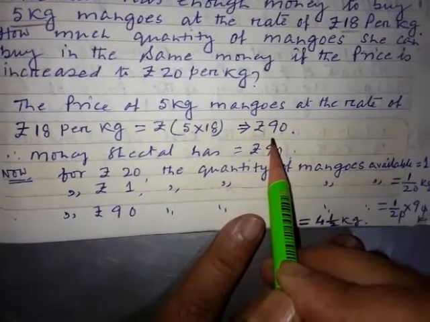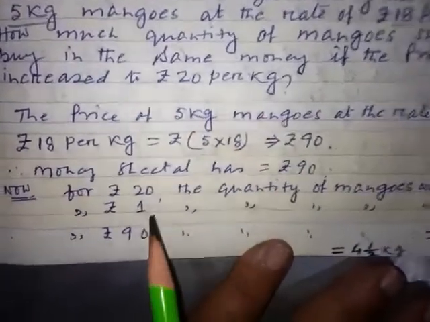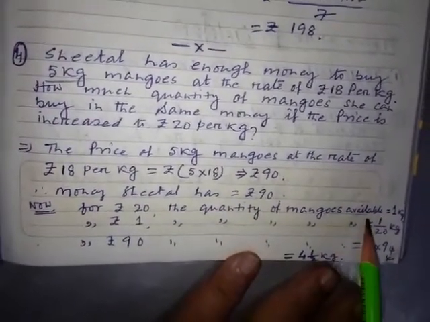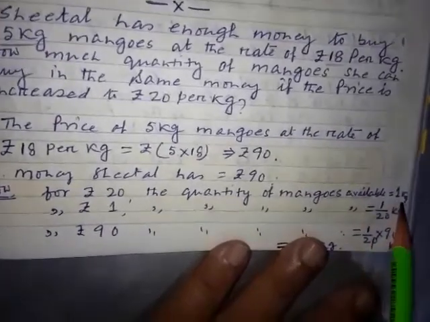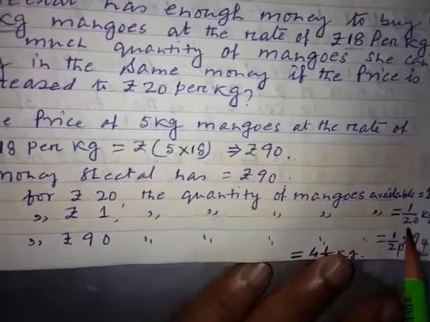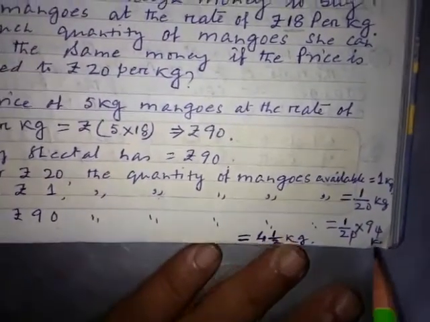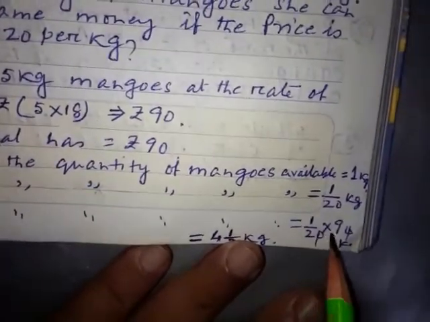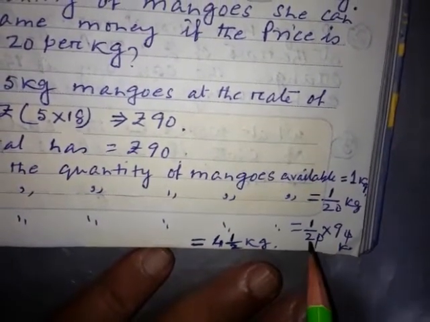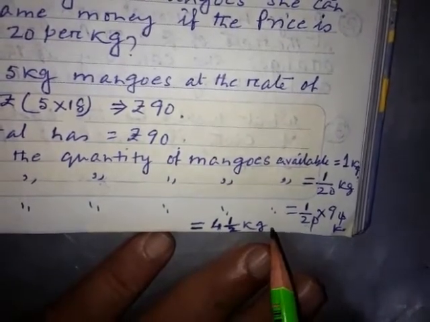Okay, now suddenly the cost of mango has been increased. It becomes 20 rupees. So I have written it: for 20 rupees, the quantity of mangoes she can buy equal to 1 kg. So for 1 rupee, definitely she can buy less. Division has been done. And she is having only 90 rupees. In 90 rupees, how much will she buy? 1 by 20 into 90. If you do the calculation, it will come 9 by 2. This 9 by 2, if you convert it into a mixed fraction, it will come 4 1 by 2 kg.